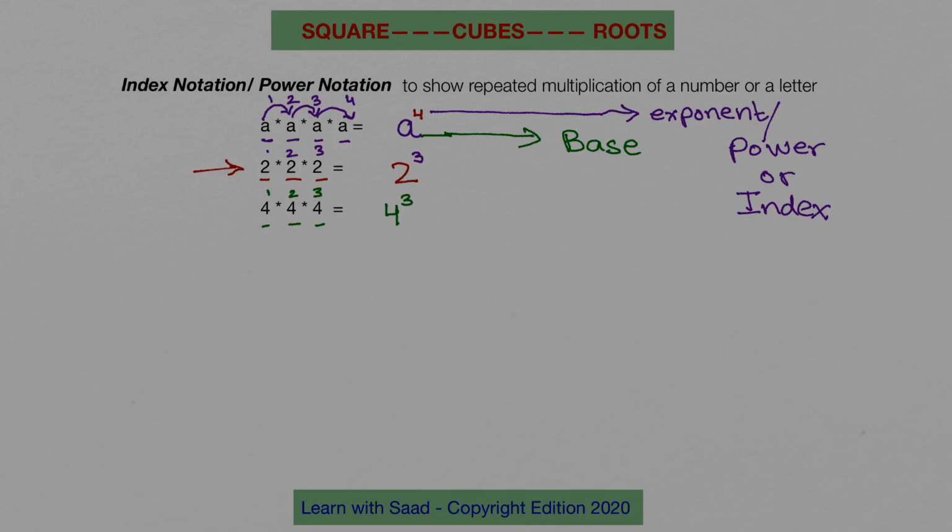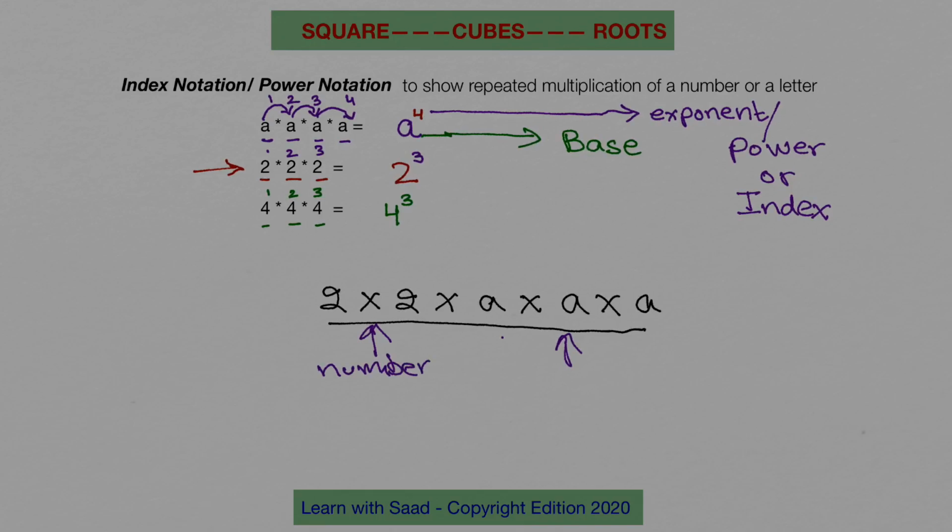Now I'm going to show you some other examples to explain it one last time, so you will be experts at representing numbers in power notation or index notation. Let's say we have 2 times 2 times A times A times A. We can represent both the numbers and the alphabets or letters using this power notation.